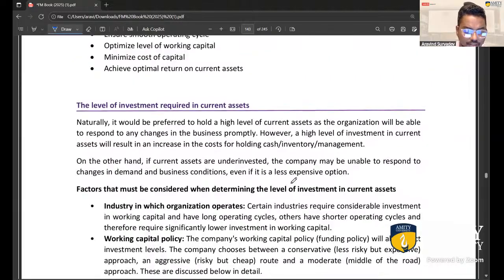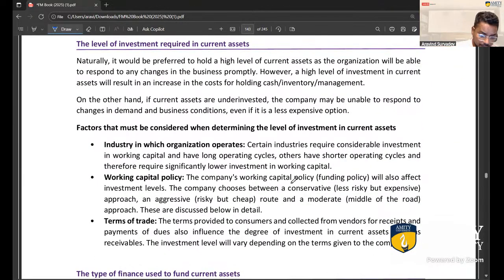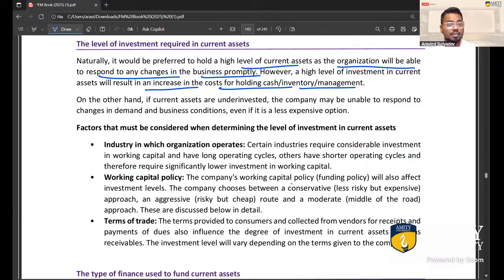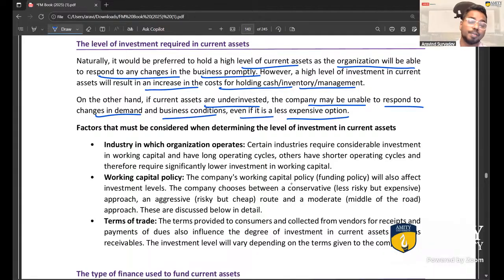Now, the level of investment required in current assets. Naturally, it would be preferred to hold a high level of current assets. Yes, it's good to have a lot of money in your wallet, sure. But is it making you money? No. So ideally, you shouldn't have too many current assets. It would be preferred to hold a high level of current assets as the organization will be able to respond to any changes in the business promptly. However, a high level of investment in current assets will result in an increase in the cost of holding cash or inventory or management. On the other hand, if current assets are underinvested, the company may be unable to respond to changes in demand and business conditions, even if it is a less expensive option.